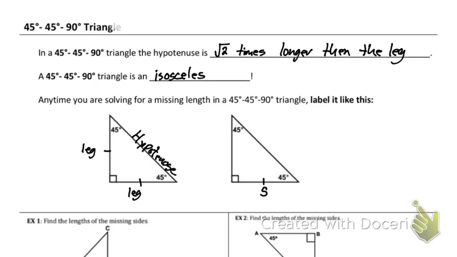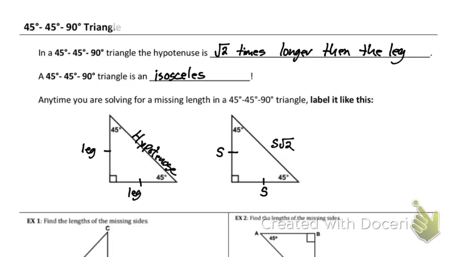As soon as I label one of my legs as being an S, I have to label the other one as S as well. In other words, if this one's 2, the other one's 2. This one's 4, the other one's 4. Then I'm going to label the hypotenuse. Well, the hypotenuse is supposed to be square root of 2 times longer than the leg. So I'm going to label this as S square root of 2.